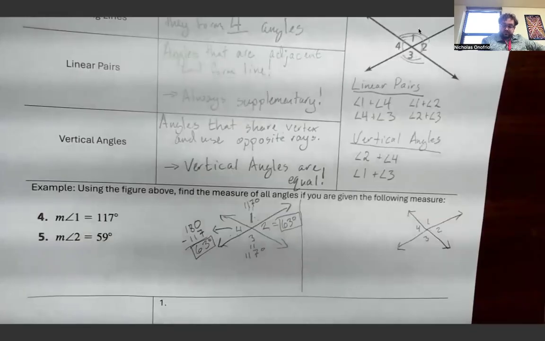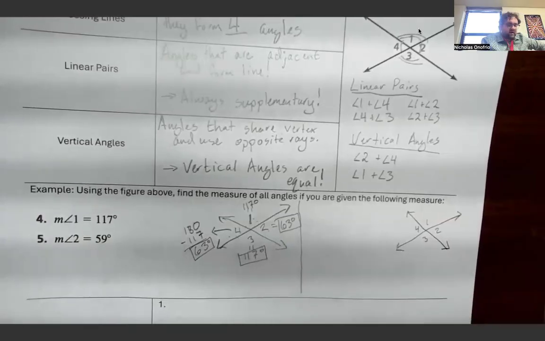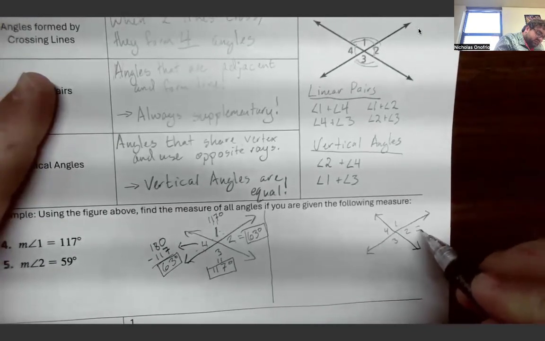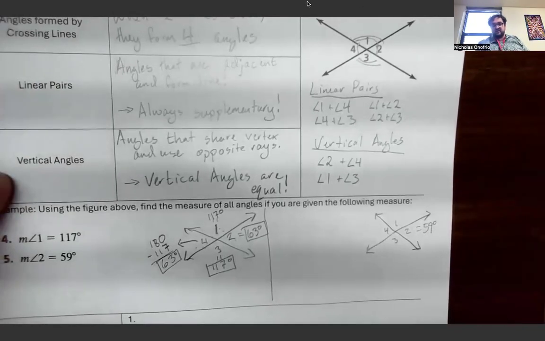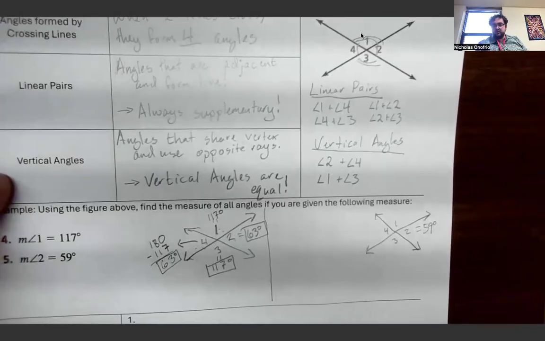Also note, all we had was one angle measurement, and we could find all the others. Let's try the next one on your own. You are told the measure of angle 2 is 59. Go ahead and take a second to figure out the measure of the other 3.